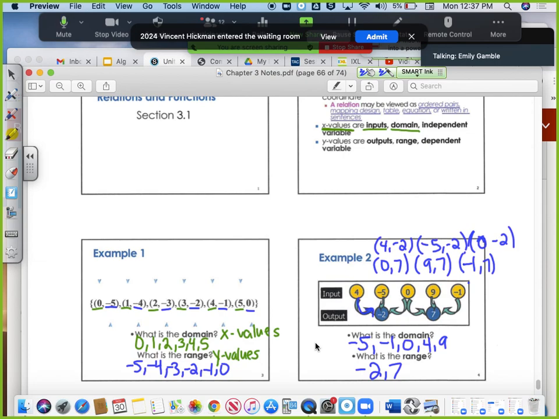Looking at this example, I can see that there are certain numbers that repeat. 0 repeats in the x spot 2 times. It's here and here. Because of that, this would not be a function.